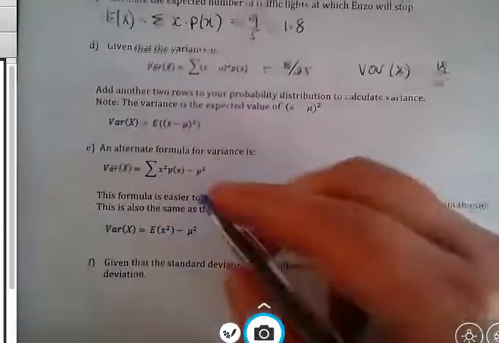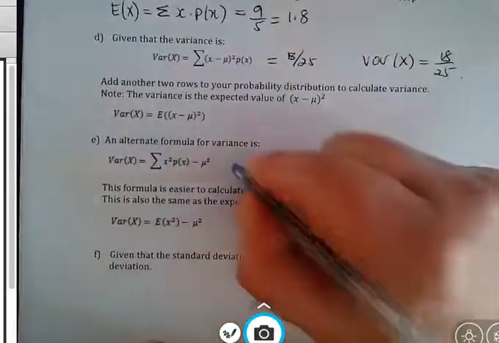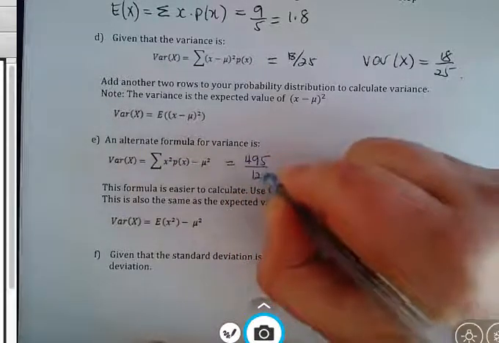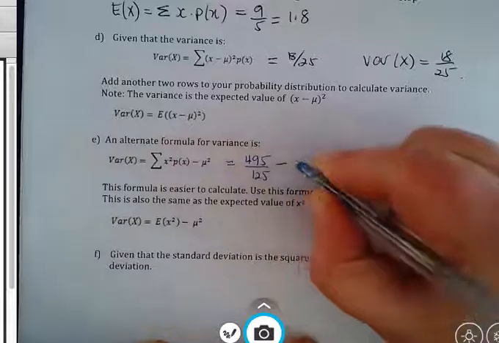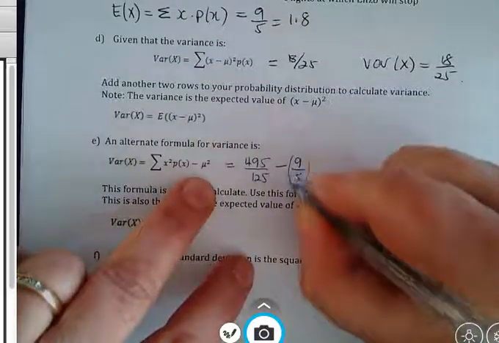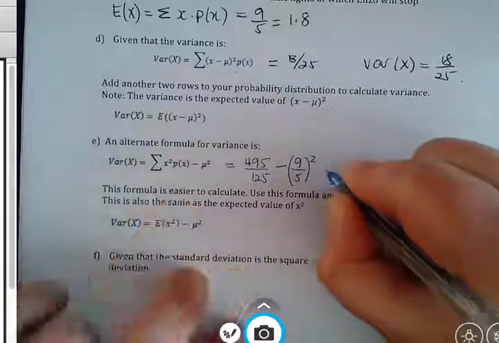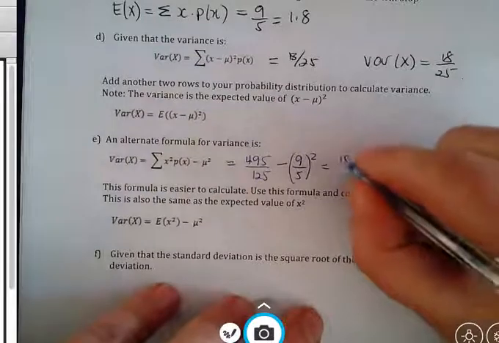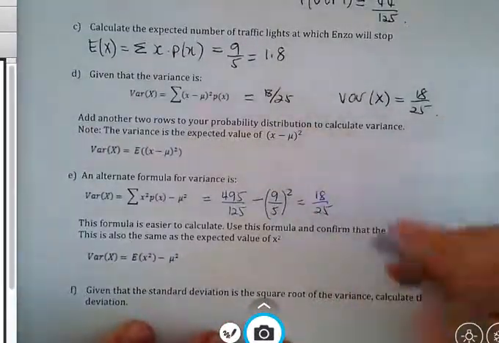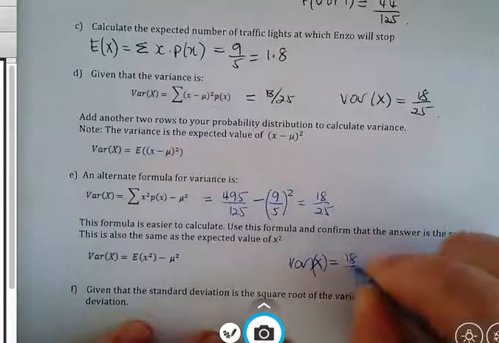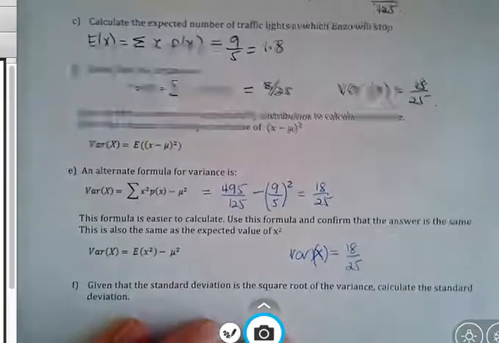So therefore, this is our formula. That is 495 over 125 minus the expected value, or mu, squared. Now the expected value, mu, is 9 over 5, squared. And we get 18 over 25, which is the same result as there. So much easier. The variance in x is 18 over 25, so we get the same with both methods.